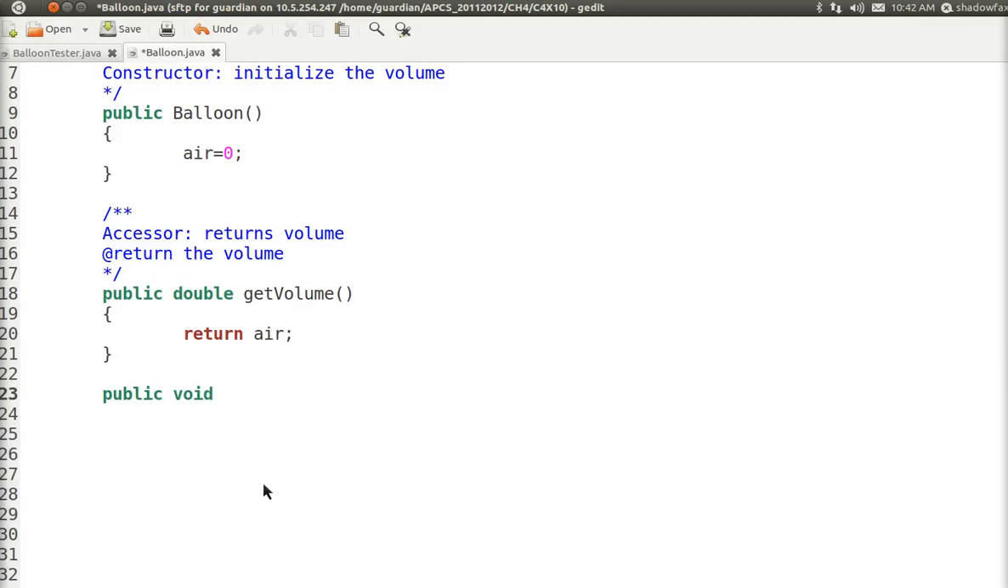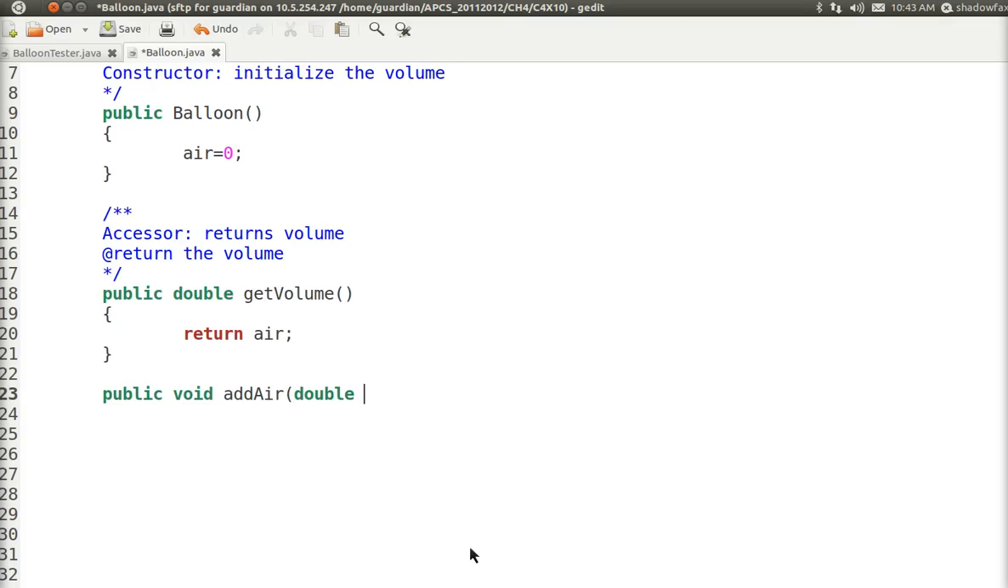It's a mutator. It doesn't return anything. It just changes the naughty bit. It adds air to the volume, right? So add air. What goes here? Not yet. Well, it could be 100. It could be 200. I don't know. Is it a double? Okay, double what? Because it doesn't return anything.